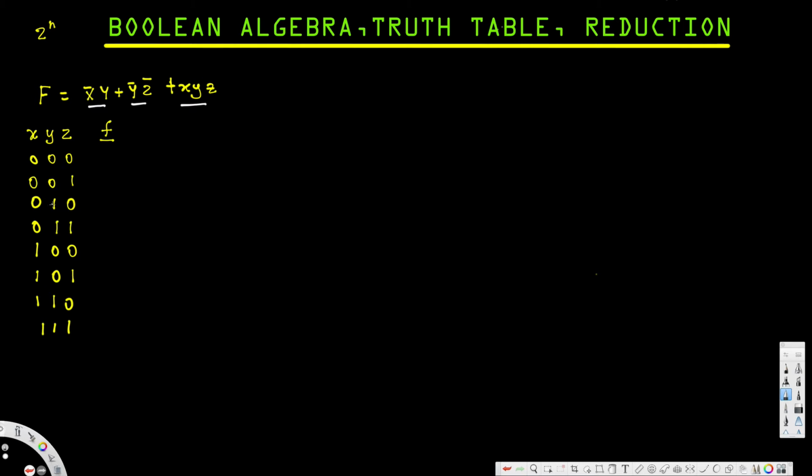Because x is 0, y is 1, so this is going to be 1. And this is also x is 0, y is 1, so this is also going to be 1. And we don't have any other situation where x is 0, y is 1. Okay, so let's leave it for this one.